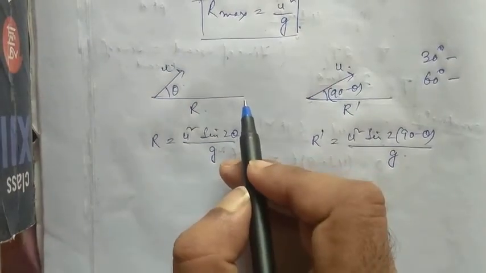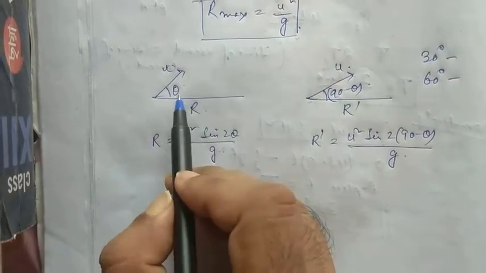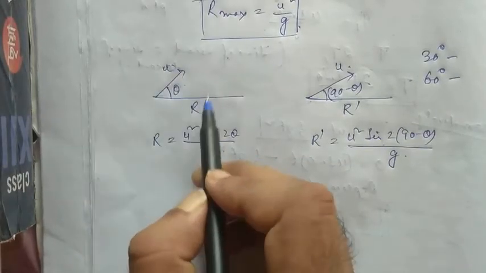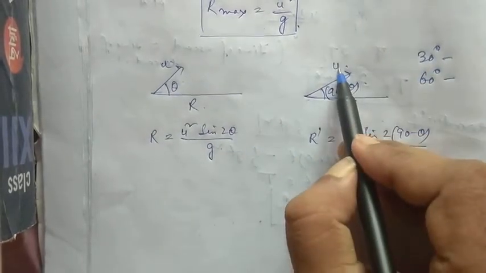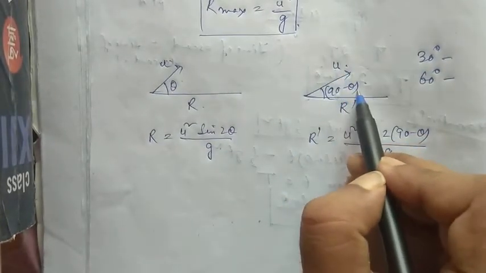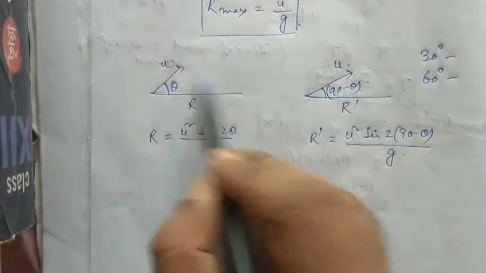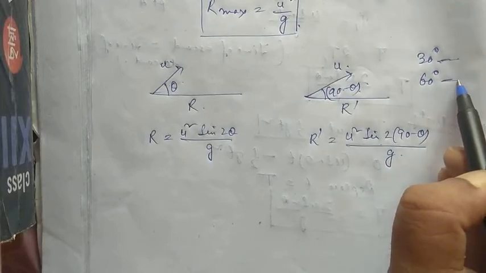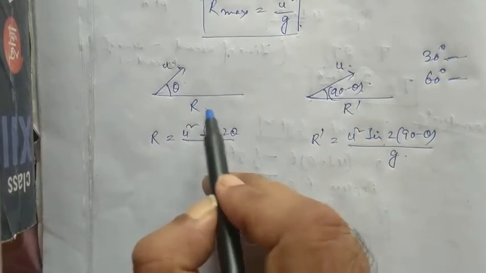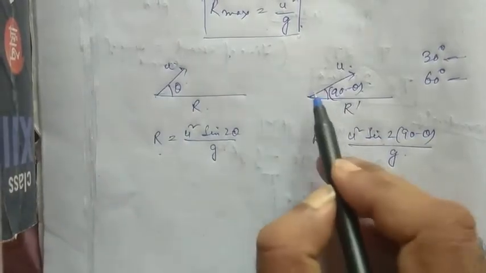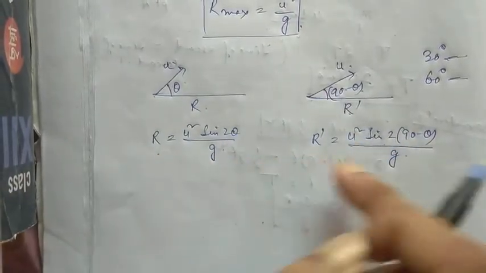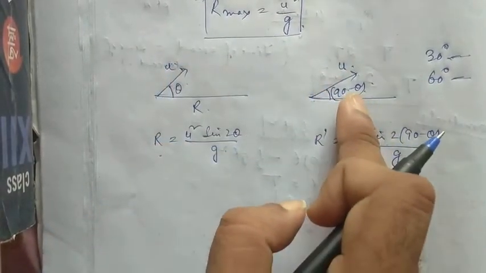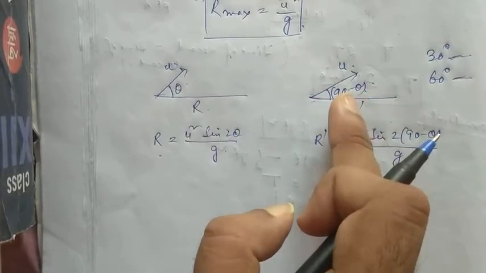Now an important thing: if you fire a projectile with a velocity of u at an angle theta, and another projectile with the same velocity u but the angle of projection is 90 minus theta, that means the angles are complementary to each other. Suppose one is thrown at an angle of 30 degrees, so the other projectile at an angle of 60 degrees. If we take the range of the first projectile to be R and the second projectile to be R dash, we can derive that R dash is equal to R. That means for complementary angles, the ranges of the two projectiles become the same.